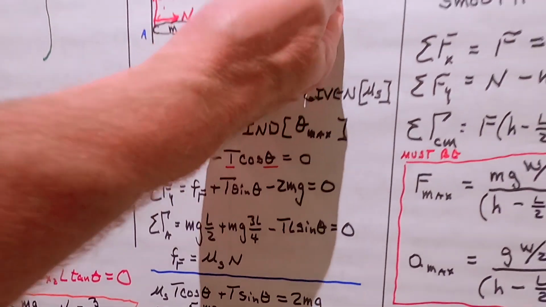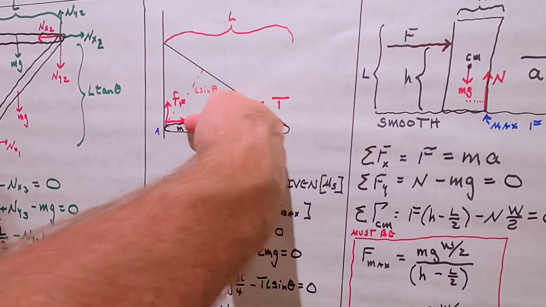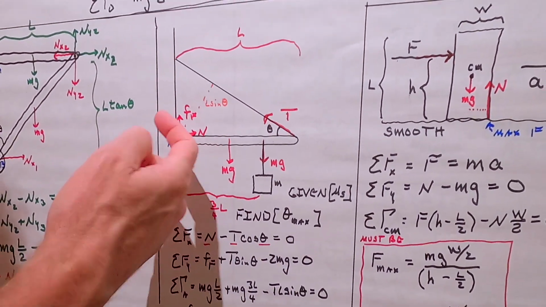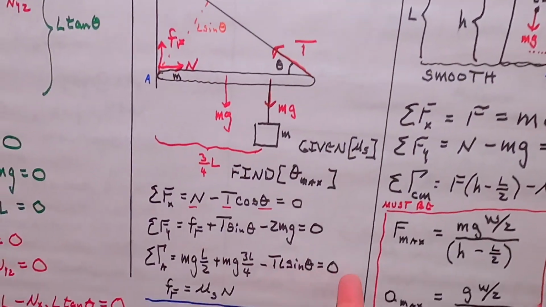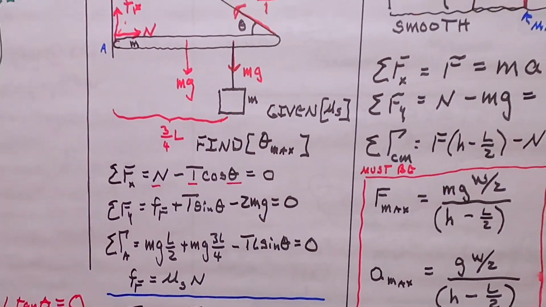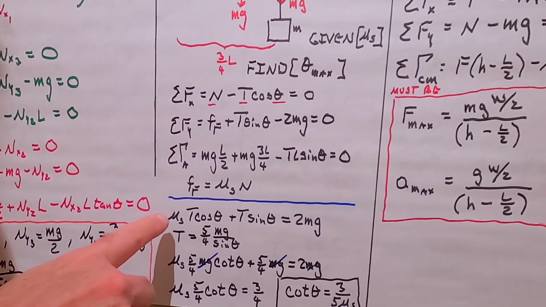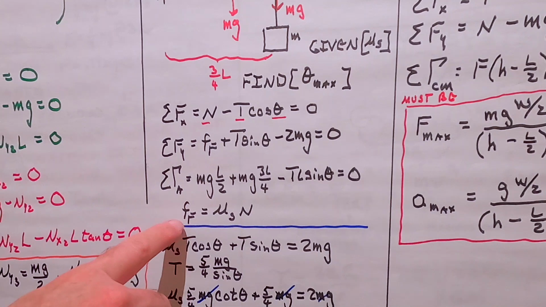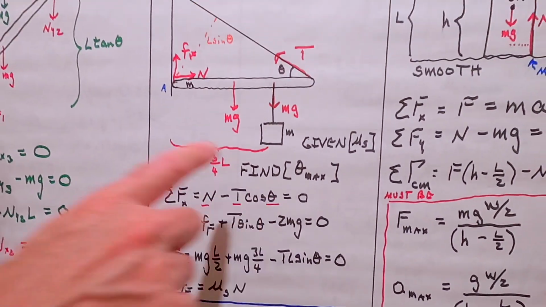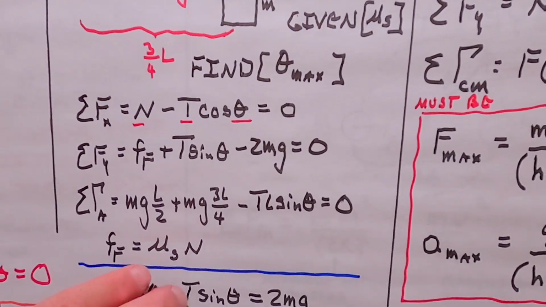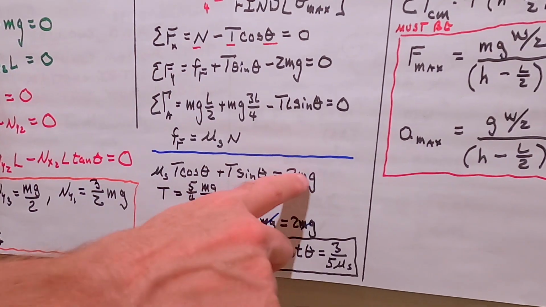So you could do it that way. Or if you want, you could break your T into its components. You could call that T sine theta and that T cos theta, and you could ignore the T cos theta because it goes right through here. The T sine theta, the shortest distance is L, so it'd be T sine theta times L. So it's the same way right here. And if we're on the verge of slipping, we can say the friction equals mu s N. Okay, and so now we can just come back up to here, plug in our friction. Remember, our N is T cos theta, so this is T cos theta. And I can plug that right up into here. So you got mu s T cos theta plus T sine theta equals 2 mg.